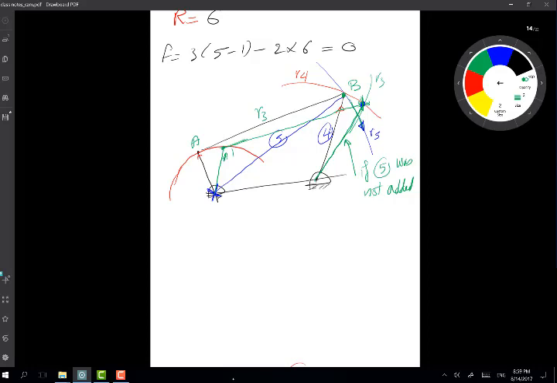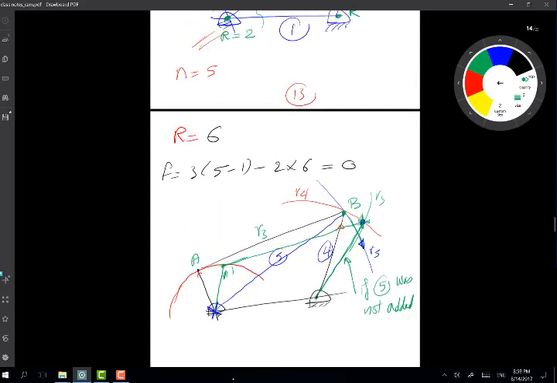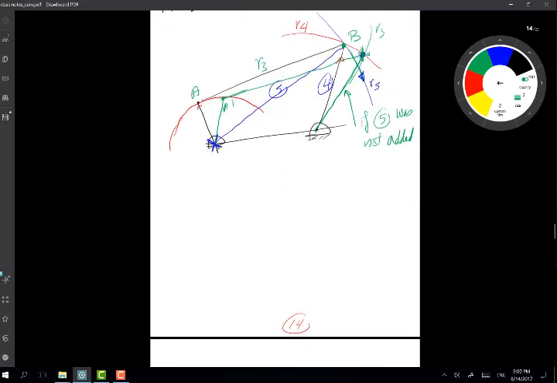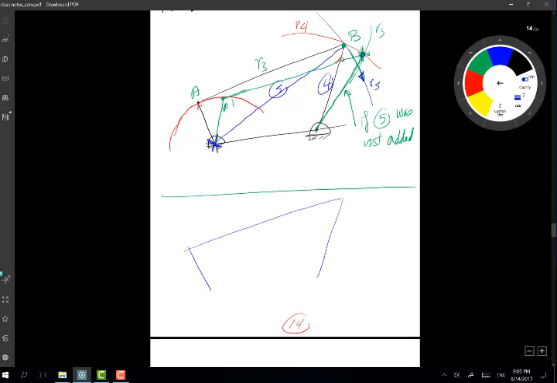It's not actually moving. Now, let's add another link to this. So let's say I have that, so that's my linkage with link number 5 here. So that's link number 5, and I decided to add link number 6 to it. So that's link number 6.